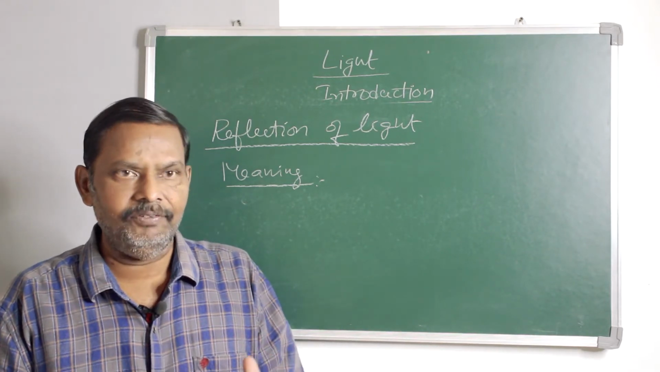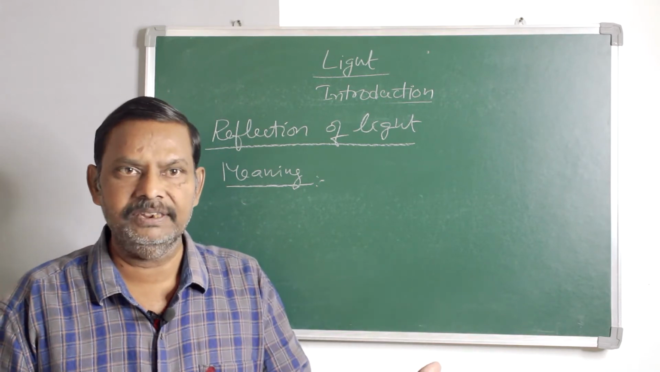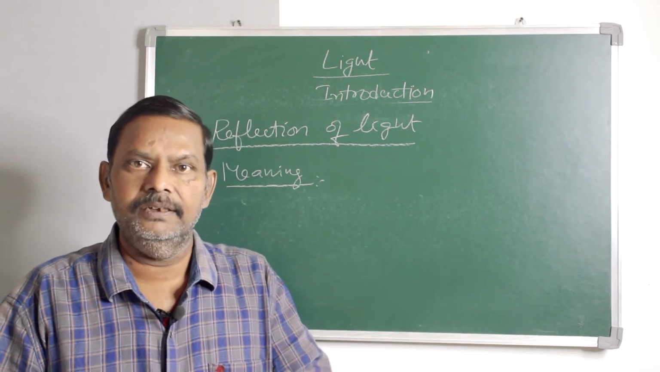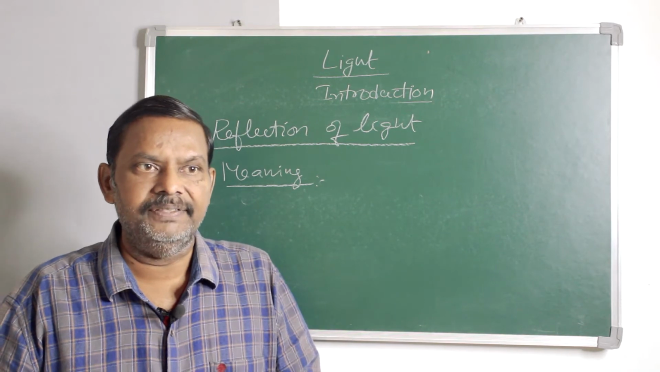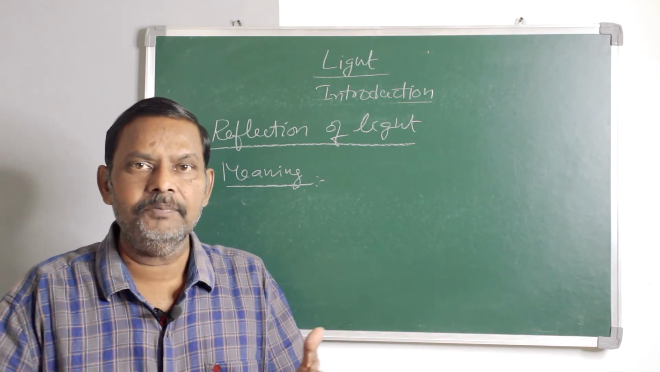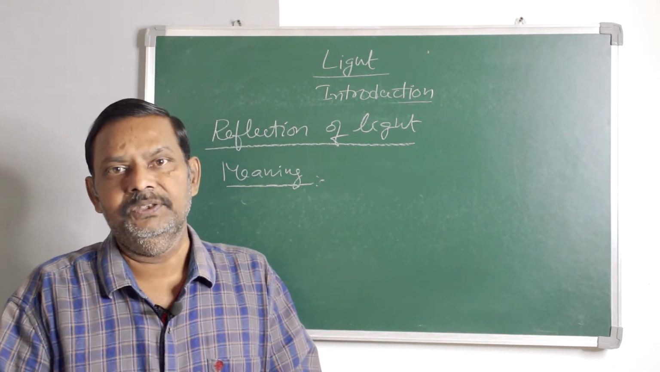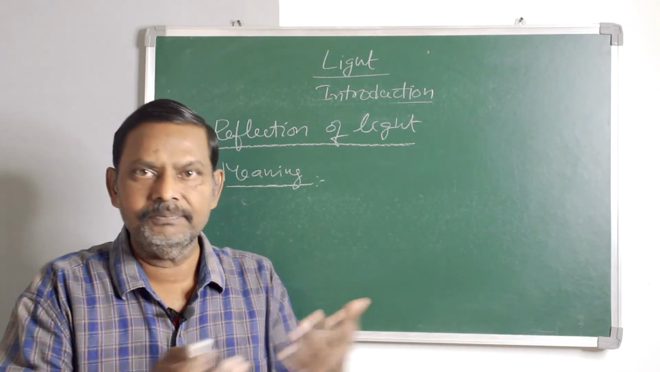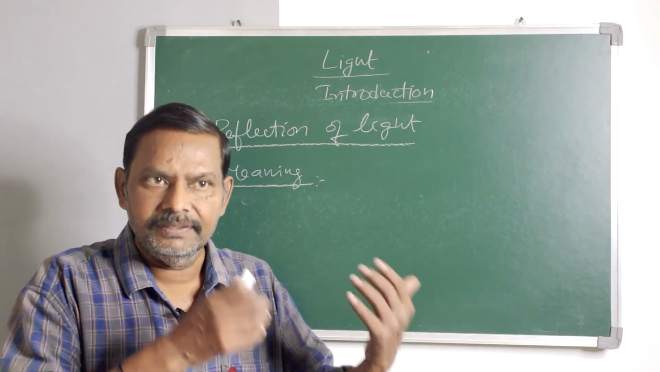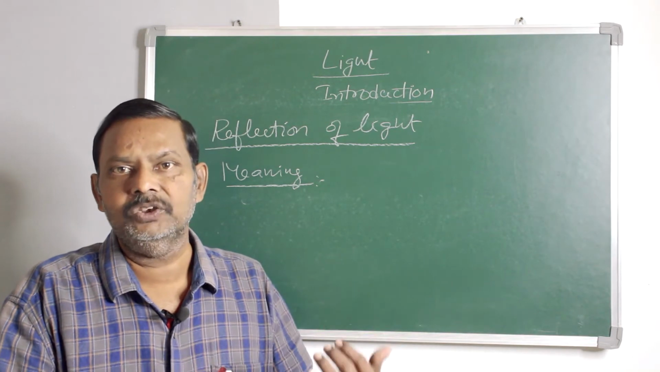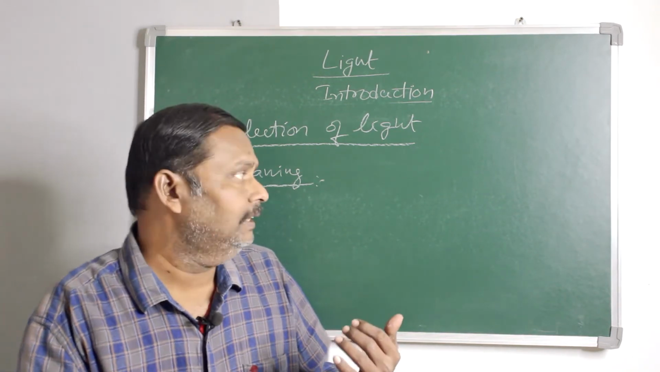So whenever a ray of light is incident on an opaque surface like wall, wood, mirror, etc., they cannot pass through, because light cannot pass through the opaque objects. They cannot pass through and they bounce back into the same medium. This phenomenon is called reflection of light. Look here.